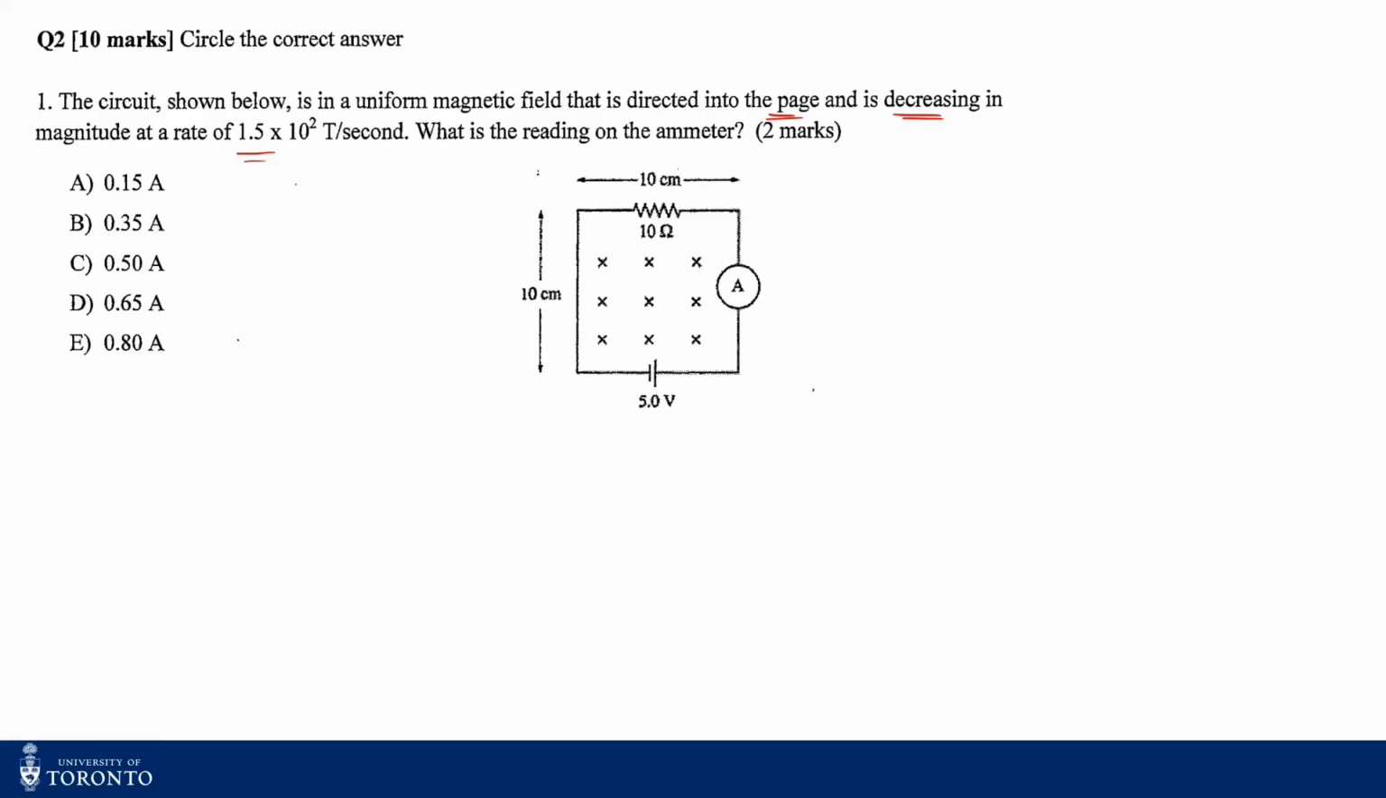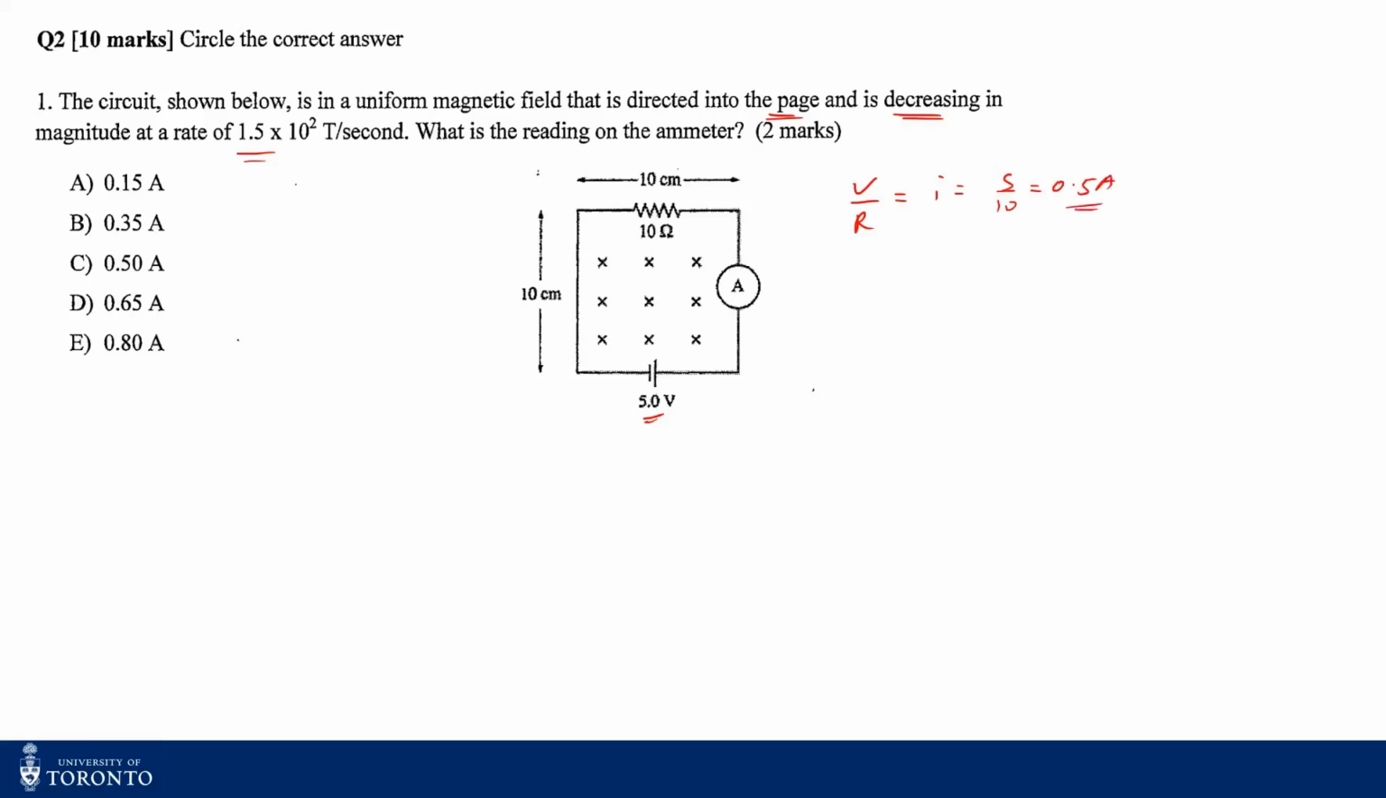Now in this case you have a decreasing magnetic field. If you see that you have a voltage given, you would assume that the current in the circuit will be just V by R, let's say 5 by 10, which is just 0.5 ampere.